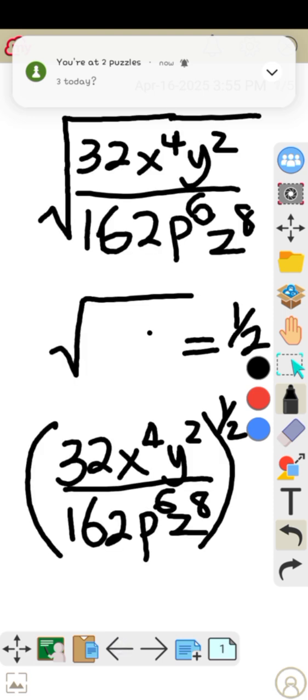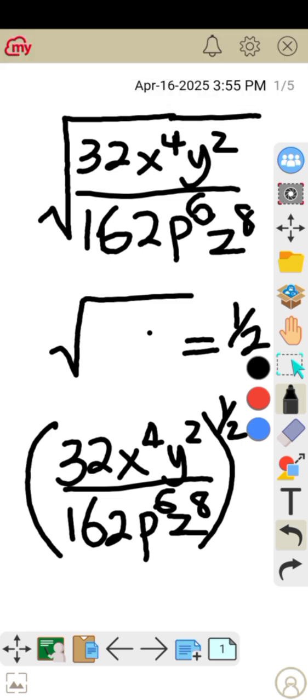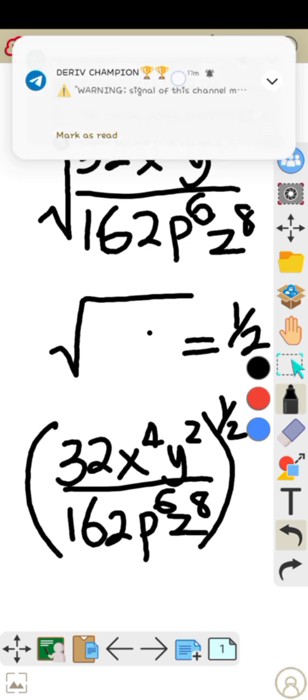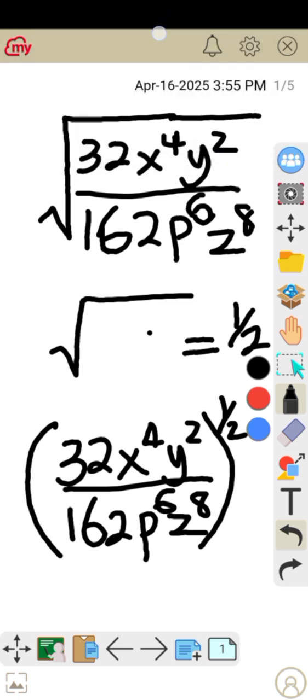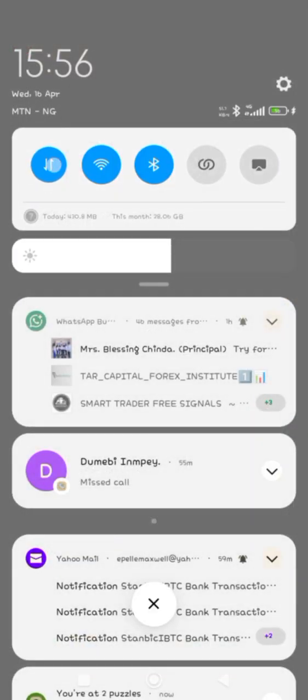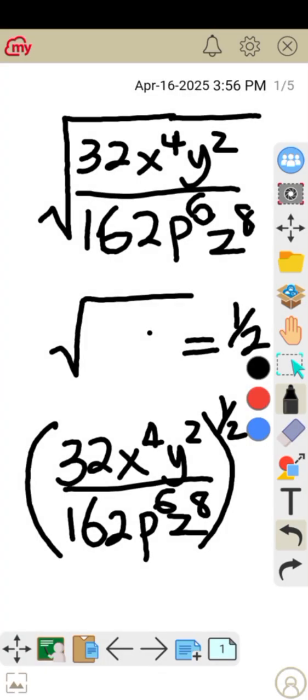The next thing we do is we need to break 32 into a smaller bit, and 162 into a smaller bit also. So the way we are going to do that is, we have to come down gradually on it.